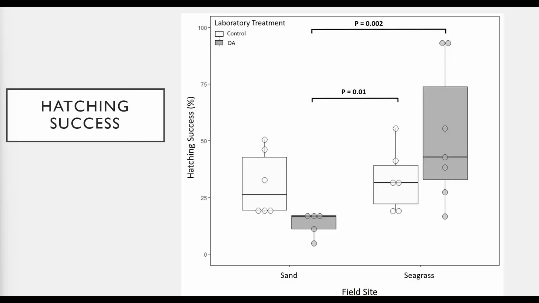Yes, so we did see a significant difference in success between the sand OA treatment and the seagrass control treatment, along with sand OA and seagrass OA, with those seagrass OA crabs having more hatching success than others.